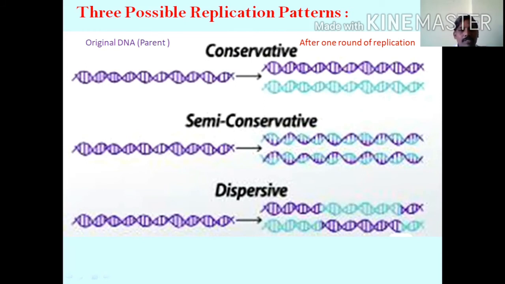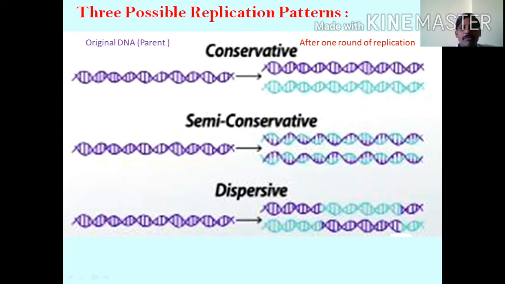The second one is the semi-conservative model. In this model, two daughter DNA molecules are produced. In each of the two daughter DNA molecules, one strand is always the old or parental one, and the second one is newly synthesized. In this way, 50% of the parental genetic information is conserved at every generation. That's why it is called the semi-conservative model of DNA replication.